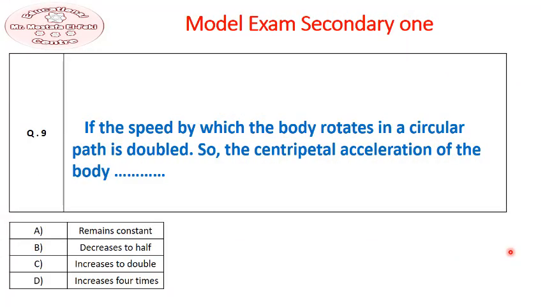If the speed by which the body rotates in a circular path is doubled, the centripetal acceleration of the body... Centripetal acceleration is directly proportional to the velocity square. So by doubling the speed, doubled to the power of 2 equals 4. Then the acceleration increases 4 times.